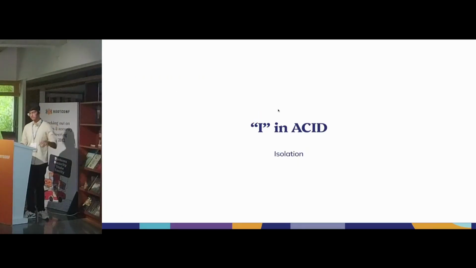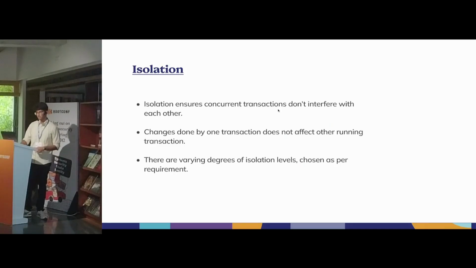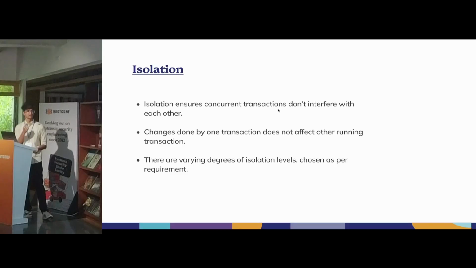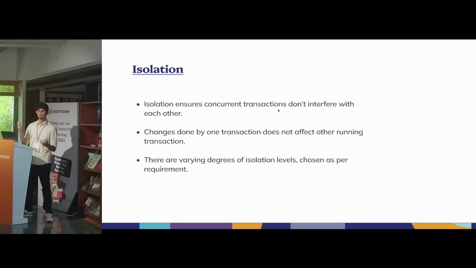Now to go into more detail on an ACID compliant database like Postgres, let's talk about what the I in ACID is, and that is isolation. So what does isolation actually mean? It means that if you have more than one transaction running concurrently, or in simpler terms, running at the same time, they shouldn't be interfering with each other. If one transaction is modifying the state of data, the other transaction should not be affected by it. Let's go through some examples, and we'll go through several varying degrees of isolation. These degrees of isolation are chosen per requirement, and we'll go through a few of them.